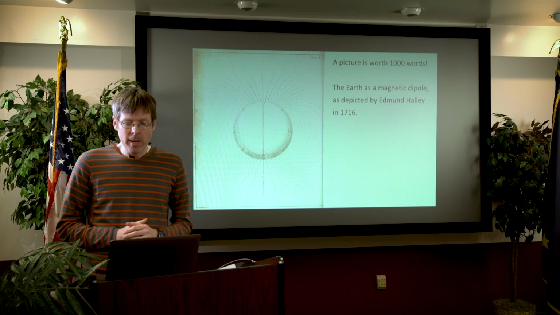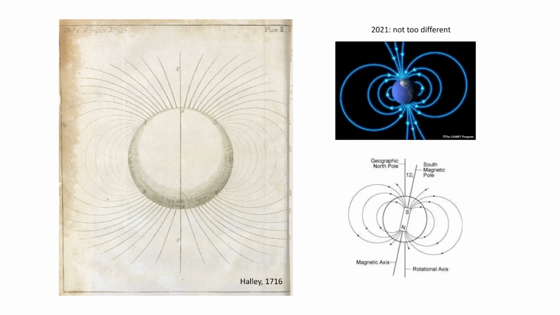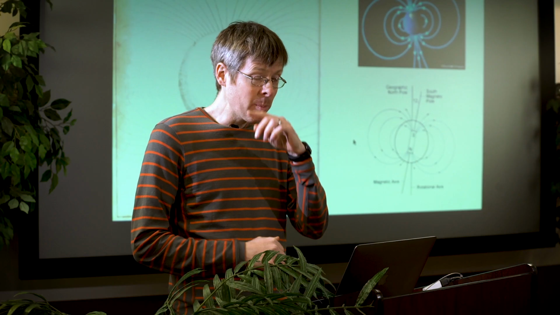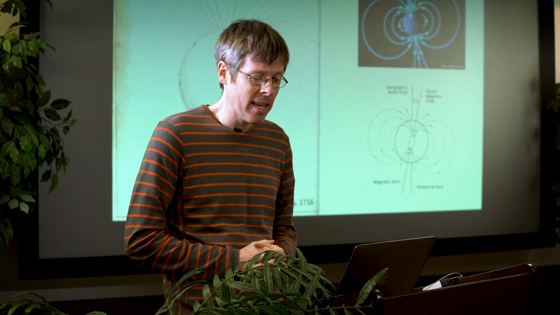And as we might say, a picture is worth 1,000 words. This picture of the Earth at left and these lines emanating outward from the poles and inward, this was the Earth as a magnetic dipole as depicted by Halley in 1716. A textbook picture. If we fast forward 300 years and look in Wikipedia, we see a picture of the Earth as a dipole that's not that different from the basic inference that Halley had long before he was equipped with the mathematical theories at his disposal to really truly understand this.